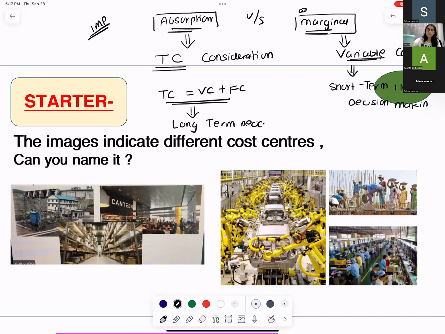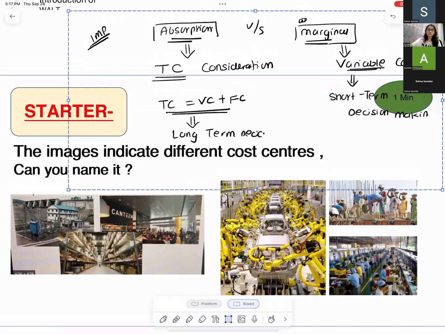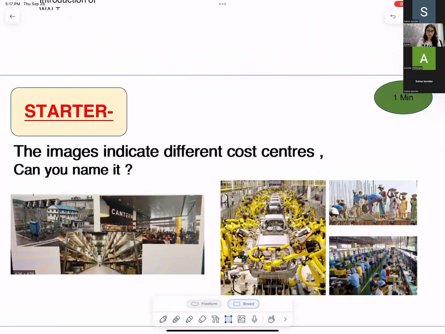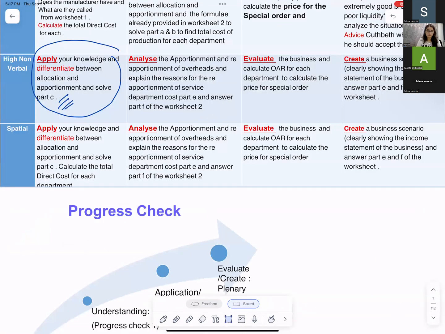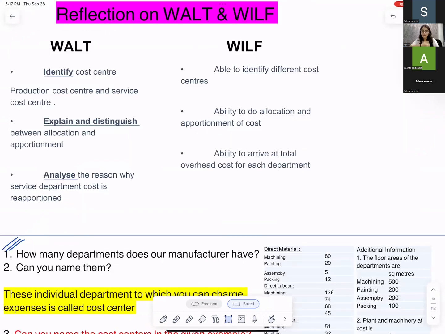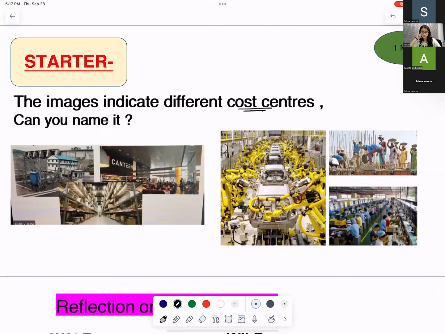Now, when we talk about absorption costing, there are certain terms that you should know very clearly. Those terms are: what is a cost center? How many types of cost centers do you have? Distinguish between allocation and apportionment. These three things, if you know, you know the basics of absorption costing. Now, let's talk about cost center.